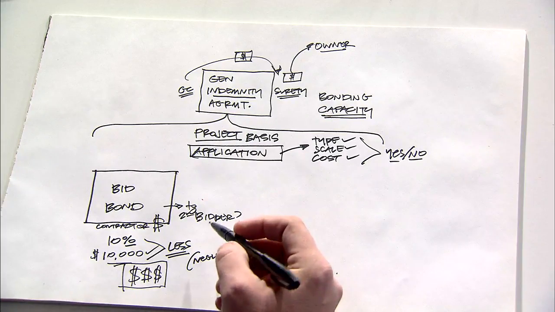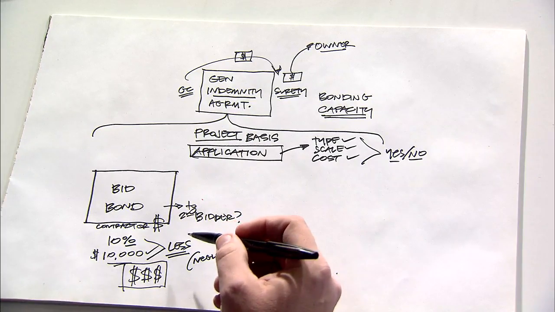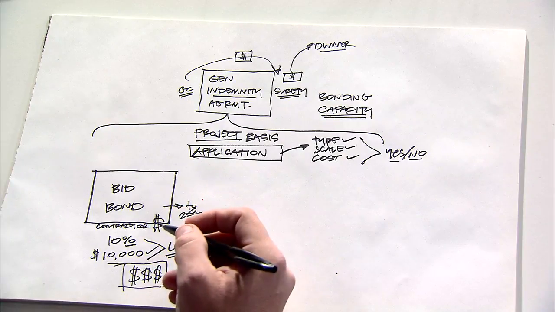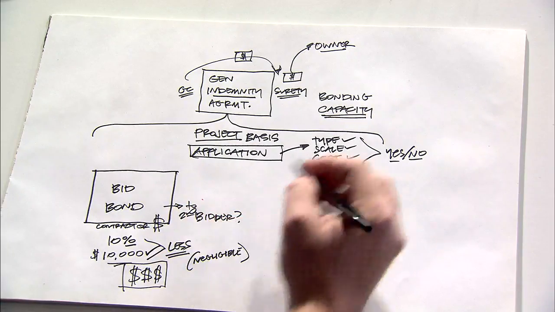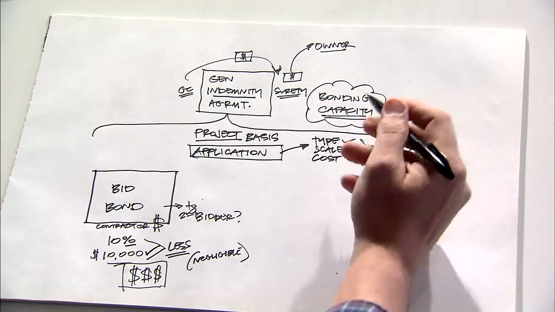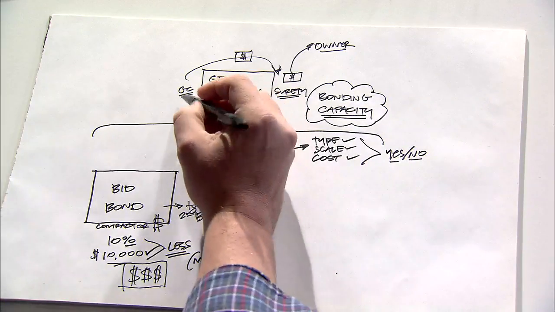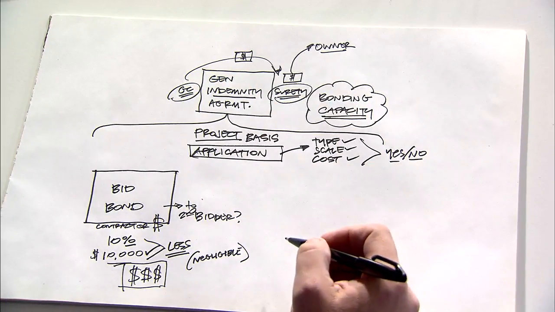But in any event, it is a situation where the contractor provides the bid bond, and it's not so much related to the face value that's at risk. It's really about the contractor's overall bonding capacity and the relationship between the contractor and the surety.